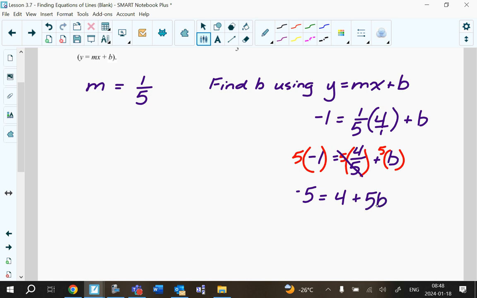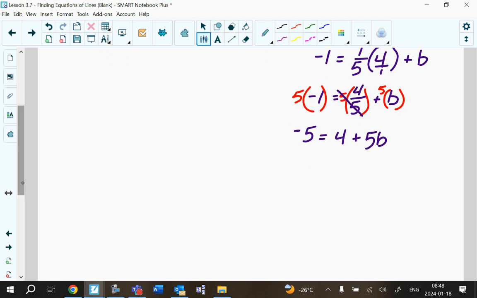And then again, we solve this equation. So what am I going to do to get b by itself first? Subtract 4. You always do the addition or subtraction first. This is standard equation solving. You guys should know this like the back of your hand. So I'm going to minus 4, and I get -9 is equal to 5b.